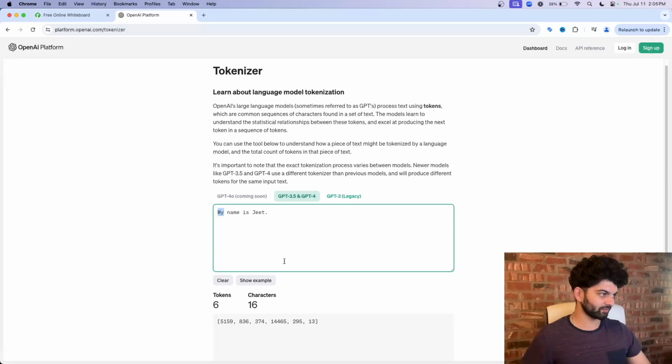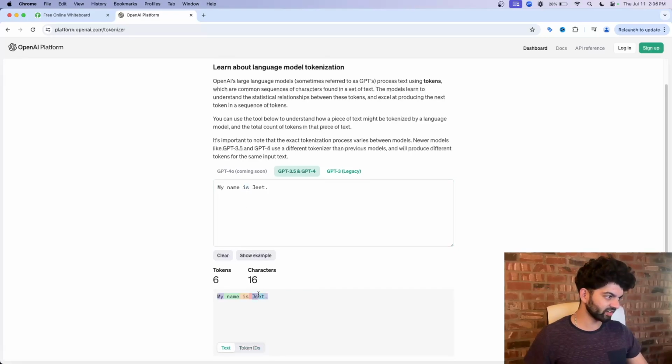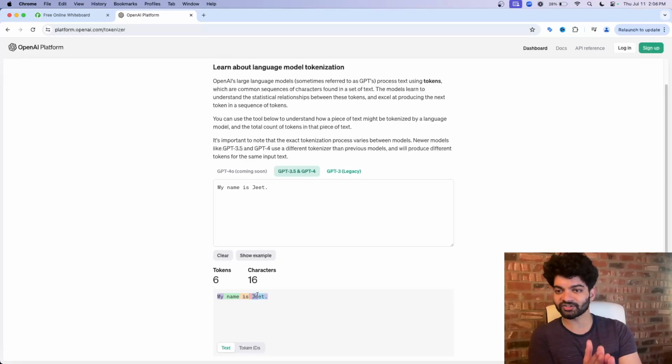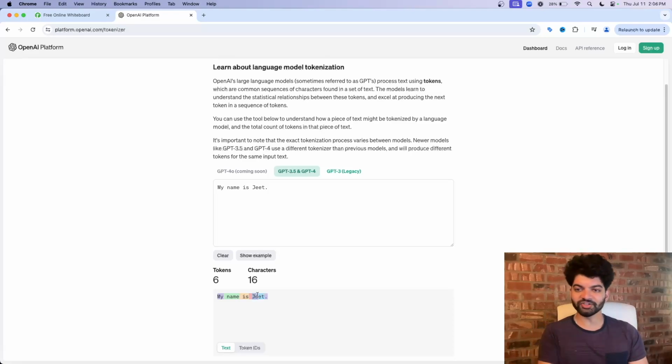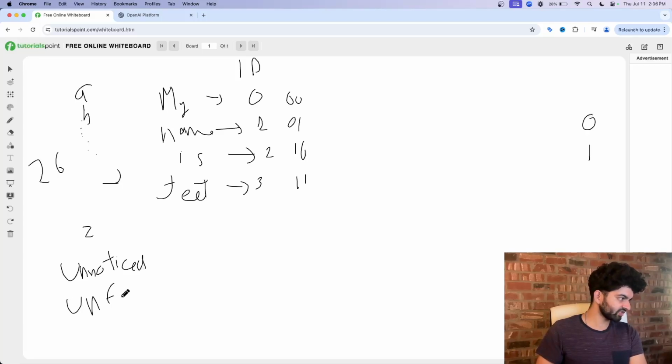Anyway, the main point is my is this number right here. Name is this number right here. Is is this number. And an interesting thing here is Jeeth is broken down into two tokens. The reason for that is because this particular byte pair encoding mechanism determines that JE pops up so often in language. A better example of that would be something like unnoticed versus unfazed.